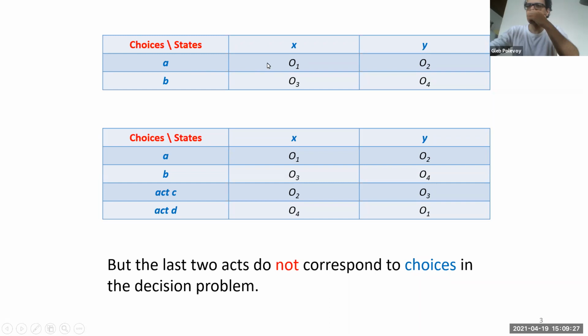But actually, Savage takes a different primitive object. For him, the primitive objects are the set of states and the set of outcomes, right? And then he assumes that the decision maker has preferences over all possible mappings from states to outcomes. So for instance, the mapping 0203 or the mapping 0401 would be acts in the sense of Savage. But if you say, okay, the possible choices are just A and B, these two new acts, C and D, would just be acts that could be constructed from the Savage framework, but that would not correspond to acts in the original decision problem.